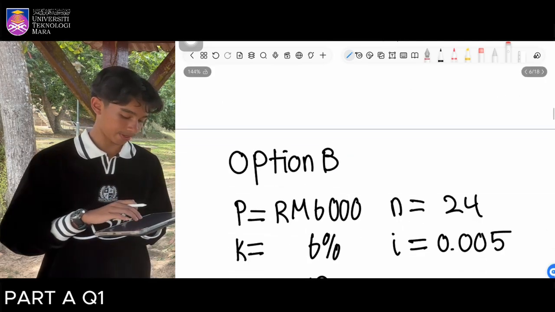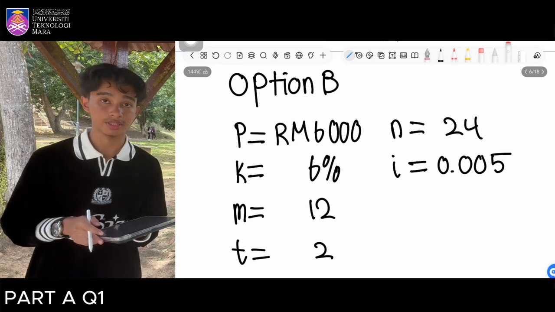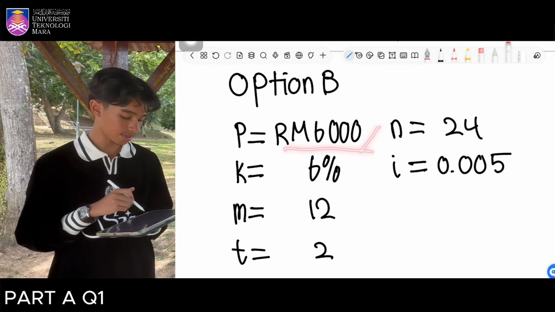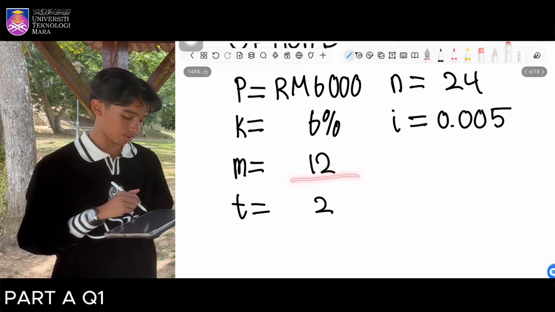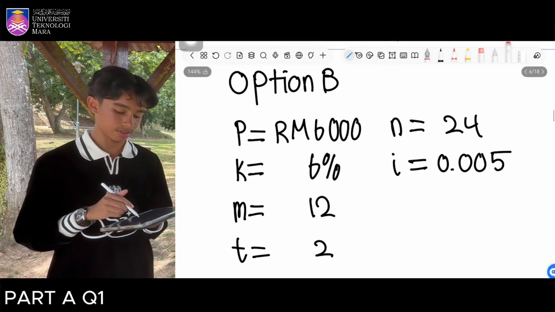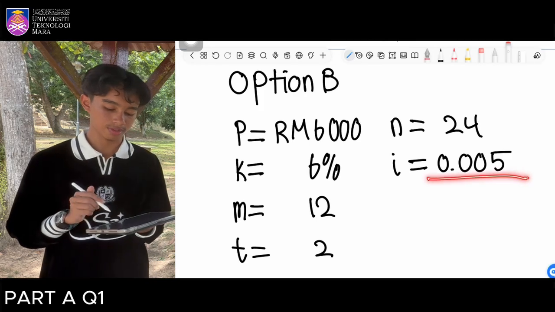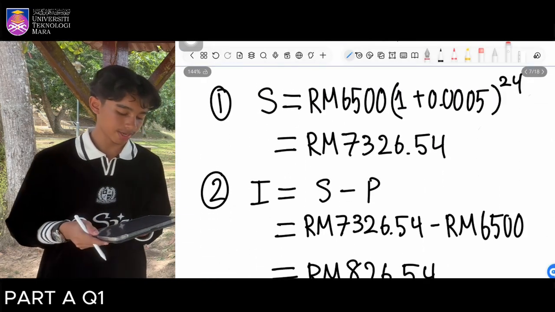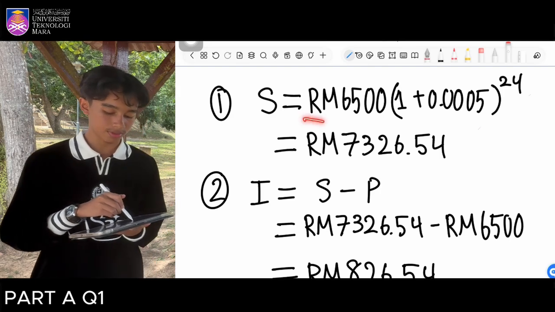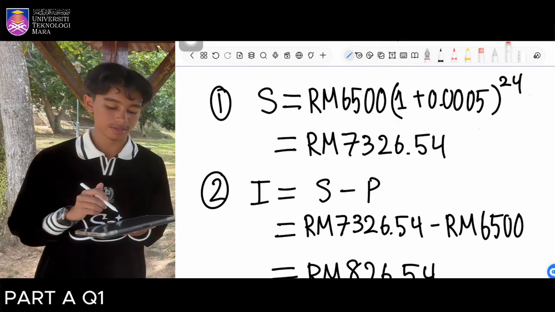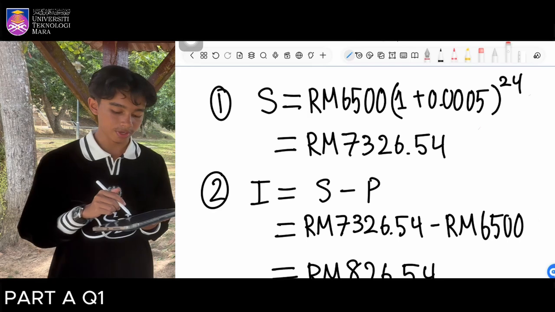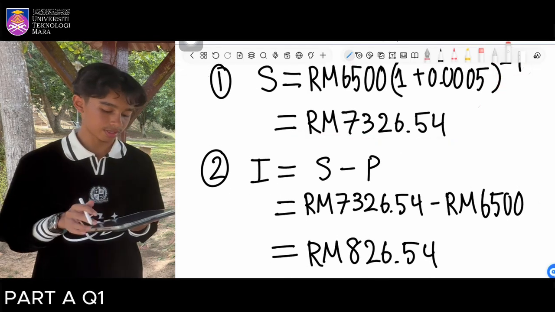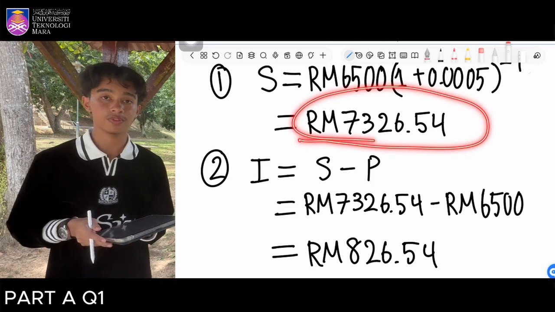So the answer that we get is RM 7,627.60. Option B: based on the information given here, P is RM 6,000, K is 6%, M is 12, which is compounded monthly, T is 2 years, N is 34, I is 0.005. The first step, we use the same formula, S equals RM 6,500 in bracket 1 plus 0.005 power of 34. So the answer that we get is RM 7,326.54.